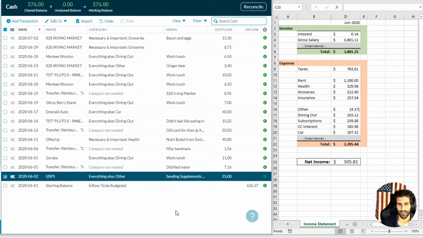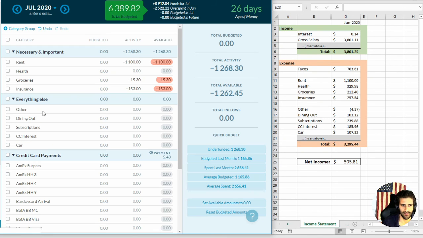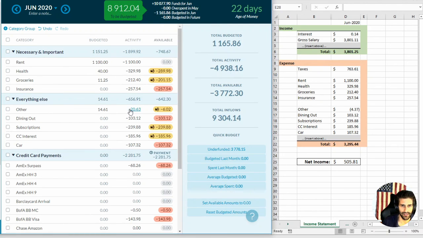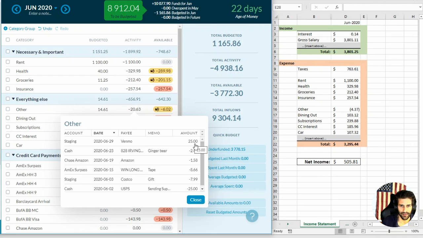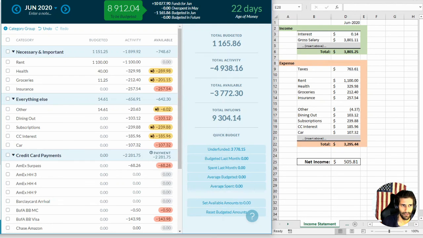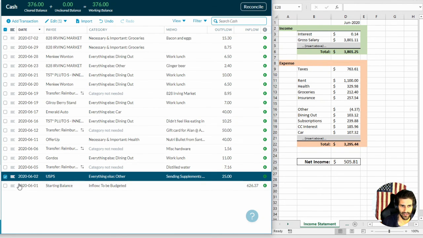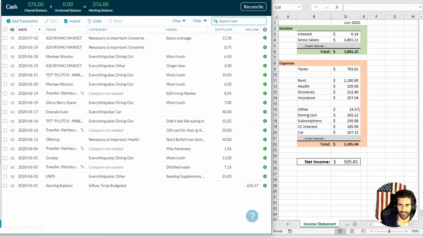All right, guys, I need to make a quick update to this income statement because I actually went and found that transaction. Remember the transaction I was just talking about, the other one, where I got a refund for the thing that I sent? I actually found it. It was a cash transaction at the very beginning of June for 25, right? So now I want to go ahead and update that.